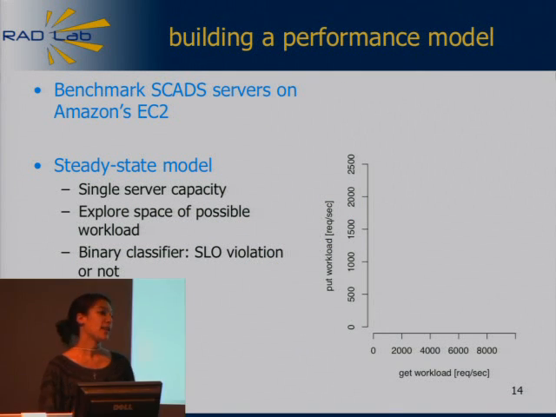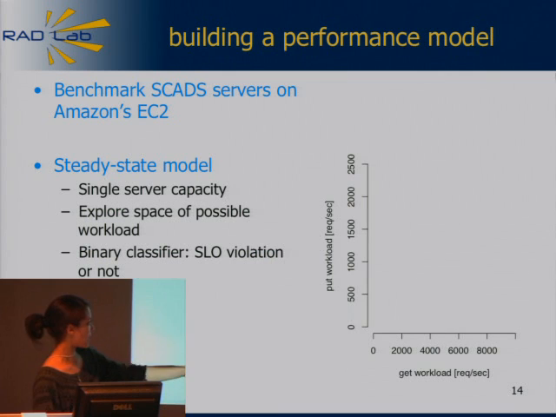So instead of using an analytical model, we actually build a performance model by benchmarking SCADS on EC2. And just to give you a flavor of how we did this, one of our models is called the steady state model, and it just represents the capacity of a single server. The way we build this model is by exploring the space of possible workload. The SCADS primitive operations are get and put requests. We benchmark SCADS under different ratios of get and put requests, as well as different volumes of workload. And so it's what we have here.